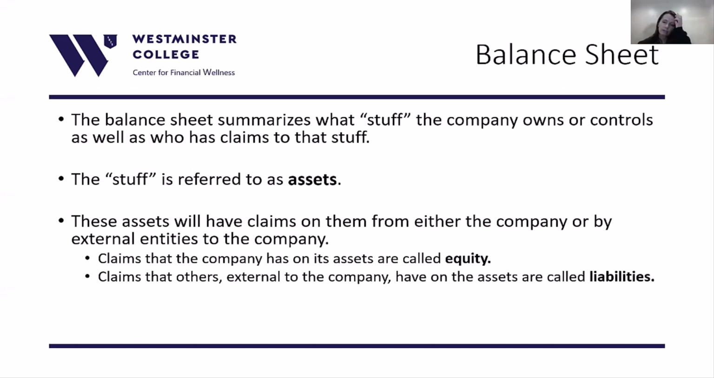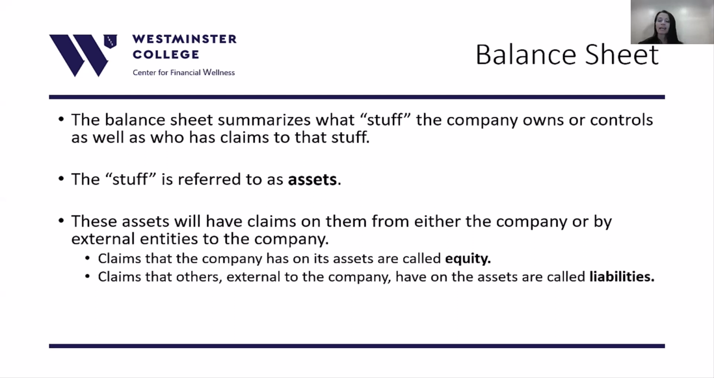Right, these assets for a company will have claims on them, either by the company itself or by an entity external to our company. So claims that a company has on its assets are called equity, and claims that others external to the company have on the assets are called liabilities. In other words, companies don't necessarily own all the assets that they have listed on a balance sheet. Some may be owned, but some the company just has rights to use.